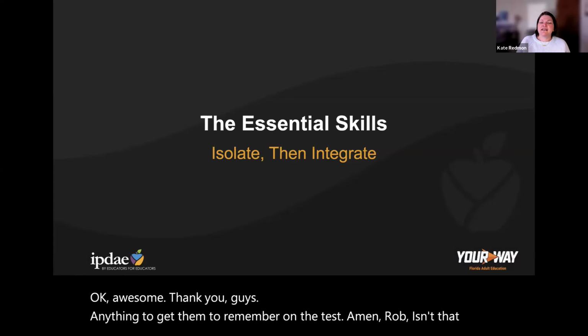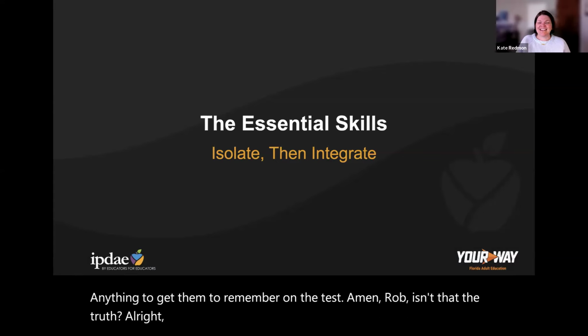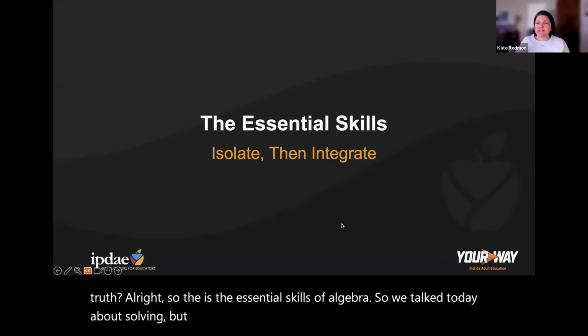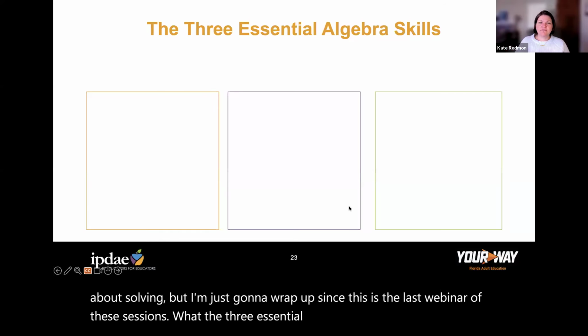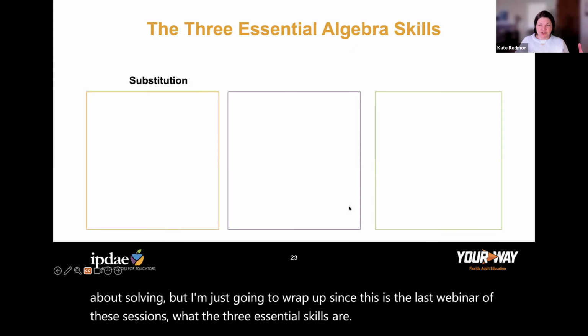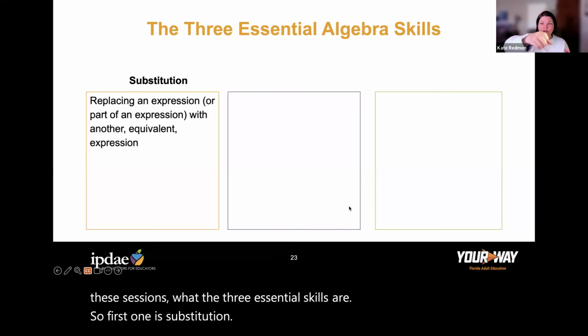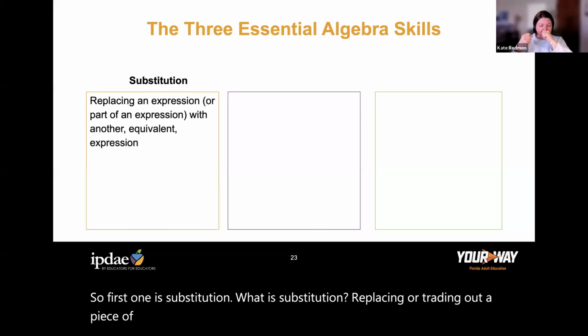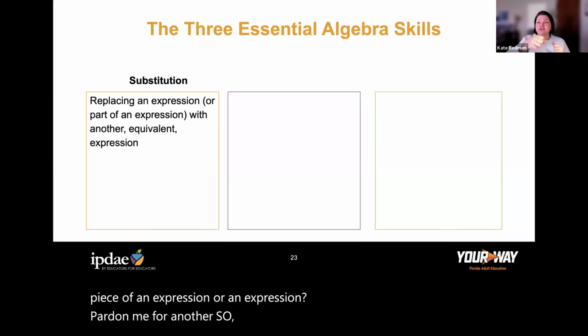All right. So the essential skills of algebra. We talked today about solving, but I'm just going to wrap up, since this is the last webinar of these sessions, what the three essential skills are. So first one is substitution. What is substitution? Replacing or trading out a piece of an expression, pardon me, for another. But they have to be equivalent. So trading one equivalent expression for another is substitution.